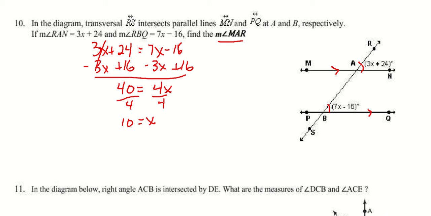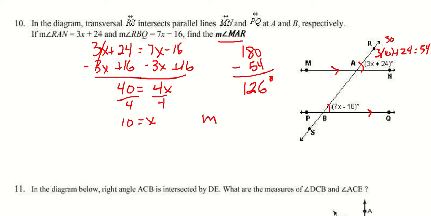And then angle MAR is next door to RAN. So we'll plug in here. So 3 times 10 plus 24. That's really 30 plus 24, so that's 54 degrees. So 180 minus 54. Let's see, it's 130, so that's 126 degrees. And there's our answer. So the measure of angle MAR is equal to 126 degrees. If you don't put the little degree mark on here, you're not going to get it wrong. I just want to make sure we know that we're talking about degree measure here.